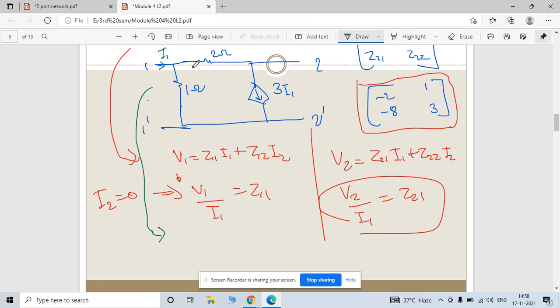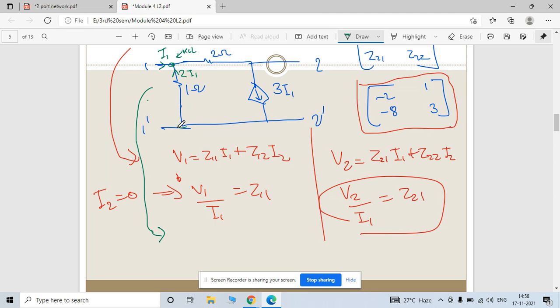Meaning apply KCL here, right? If I apply KCL here, there is 3I, so the current here should be 2I, right? So I plus 2I is equal to 3I, right? Simple. So you will get this, right?